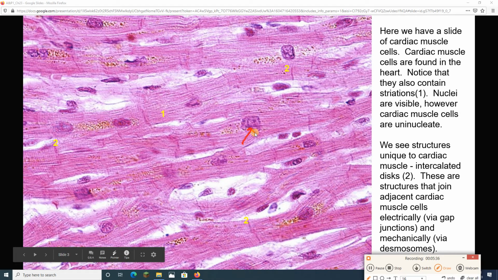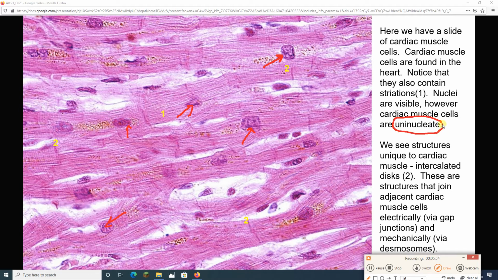The nuclei tend to be bigger and rounder than we saw in skeletal muscle. Sometimes there's some white space around the nucleus called a Golgi shadow. But we see nuclei here, and most cardiac muscle cells are uninucleate. You'll occasionally find some that are binucleate, but most of them are uninucleate, meaning they've got one nucleus. So we got a similarity and a difference between skeletal and cardiac muscle.